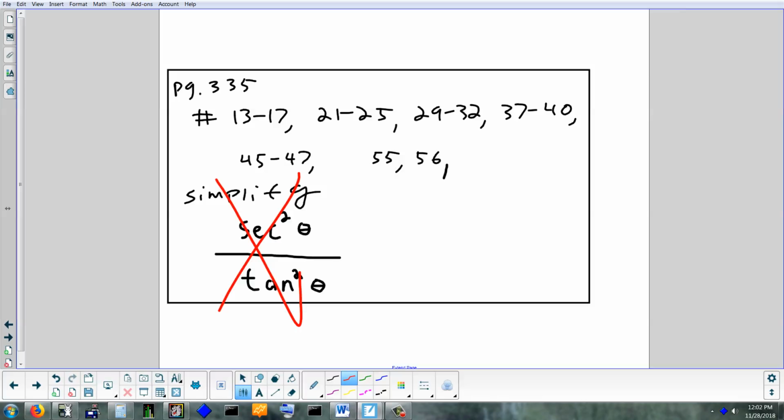Okay, so there are no identities in the homework. This is all unit circle stuff. So we'll look at that tomorrow. It'll probably take us about 10 or 15 minutes to finish up, and then we'll review for the test.